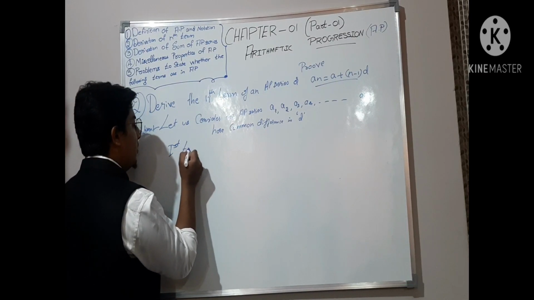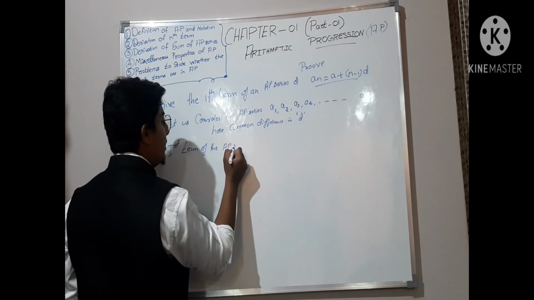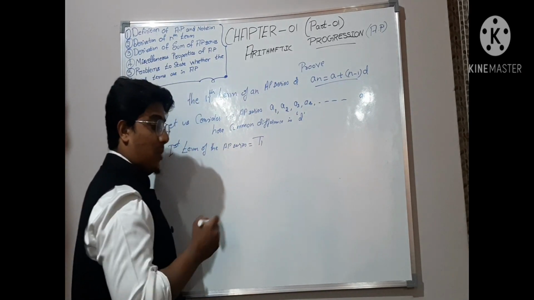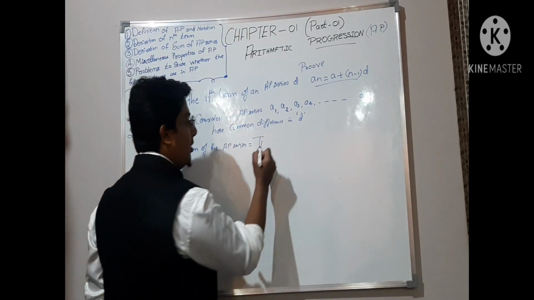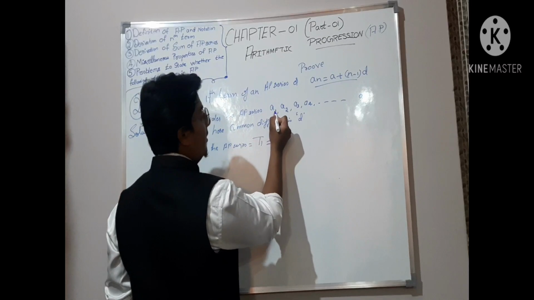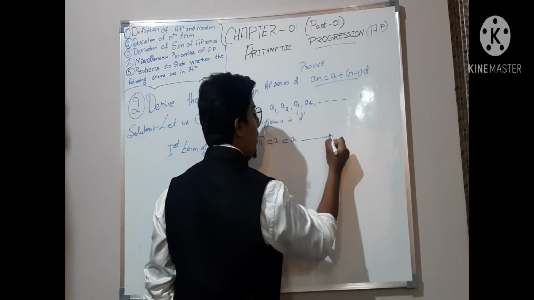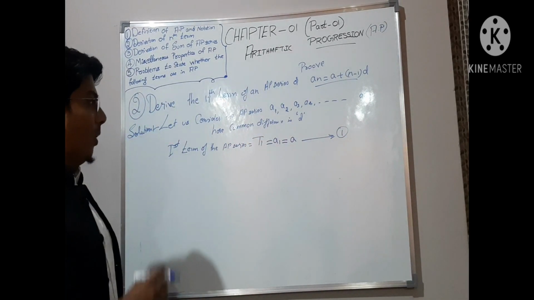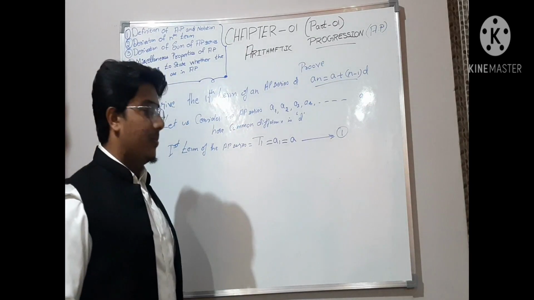First term of the AP series is given as T1. As we learned in the notation of arithmetic progression, T1 is equal to A1. Here A1 is the first term, which is equal to A. Equation 1. Please make a note of all these steps. You can also pause the video and note down all the steps.